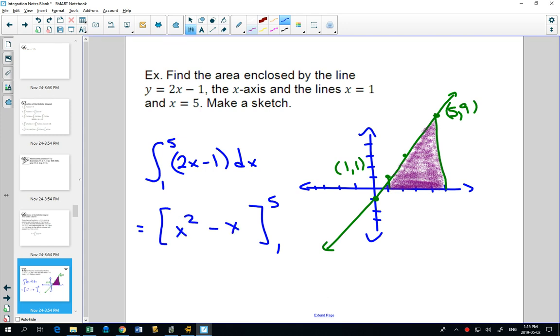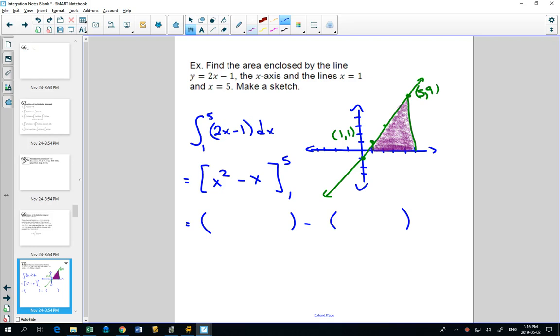We don't have to do the plus c with the definite integral. Plug in 5, 25 minus 5, plug in 1, 1 minus 1. Final area would be 20. So although we could find this one with rectangles and triangles, we find that finding it with the definite integral isn't that much more work. And the fact that you can do it with any function makes it even nicer.